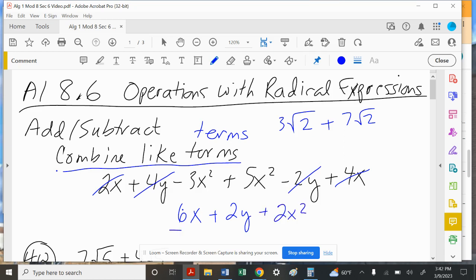So we combine like terms when we're dealing with variables. They have to be exactly the same. So we can't combine a 2x with a negative 3x squared because that's an x squared term.